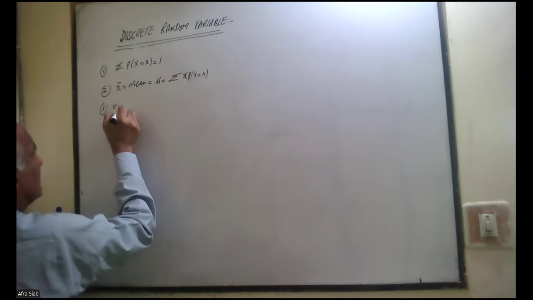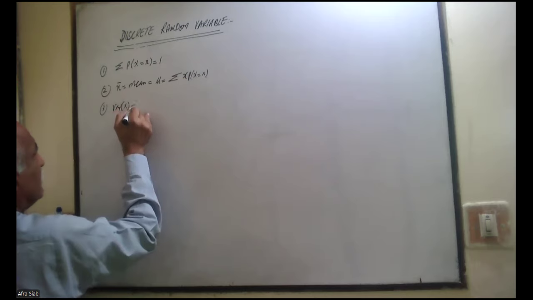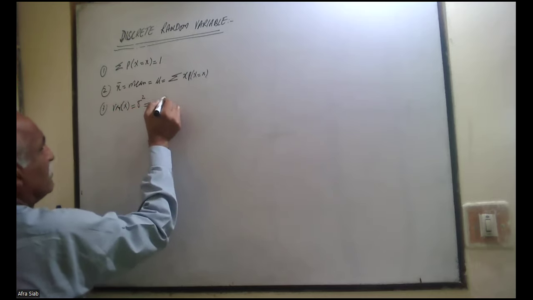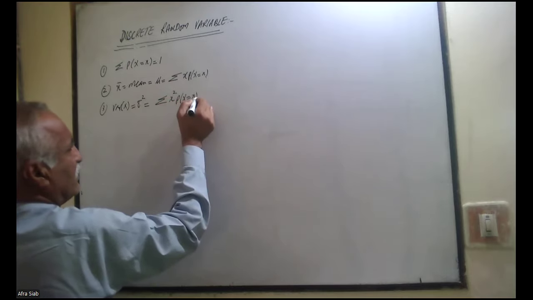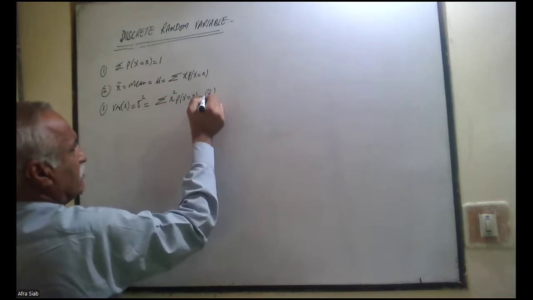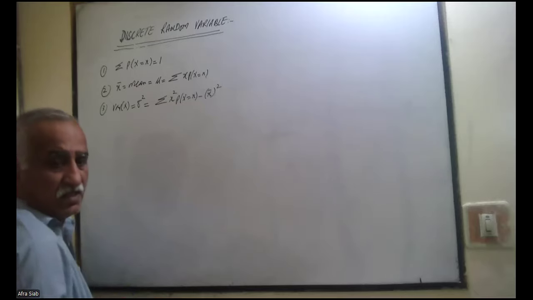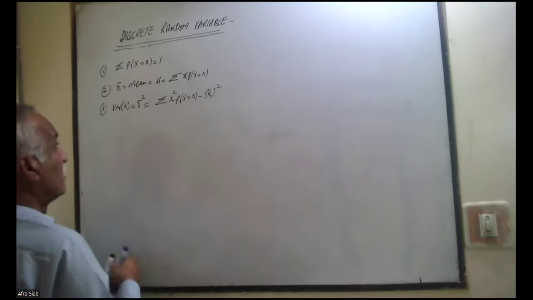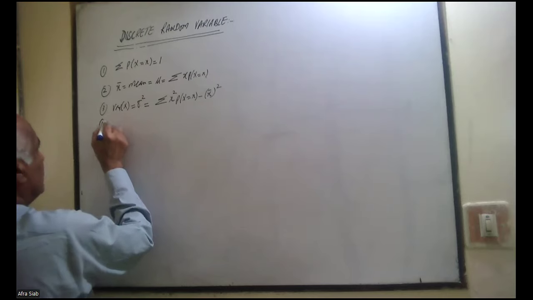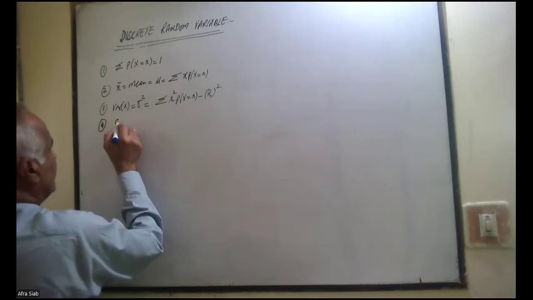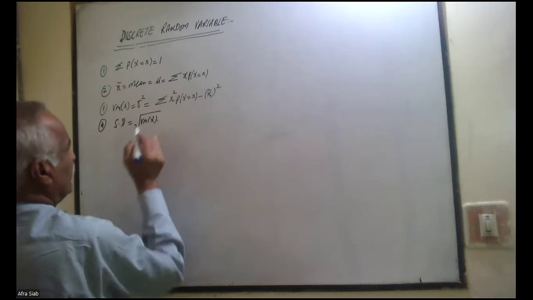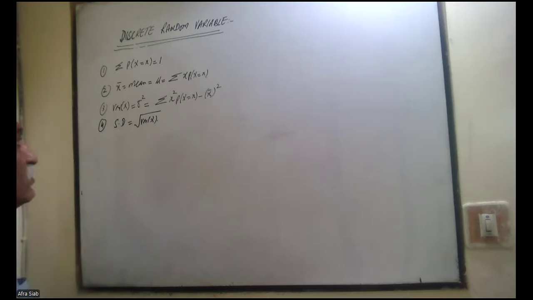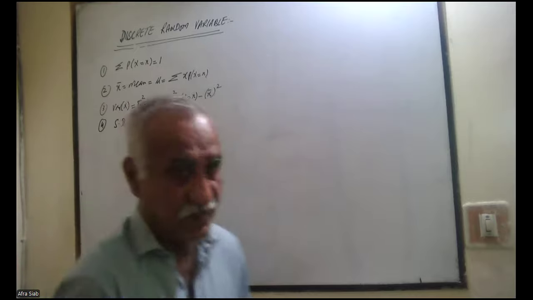Then the variance of x, which is known as sigma square, is equal to the summation of x square into the probability of X equal to x, minus mean square. And the fourth part is the standard deviation, and that is the square root of the variance of x. And now we will follow this question regarding this topic of discrete random variables.